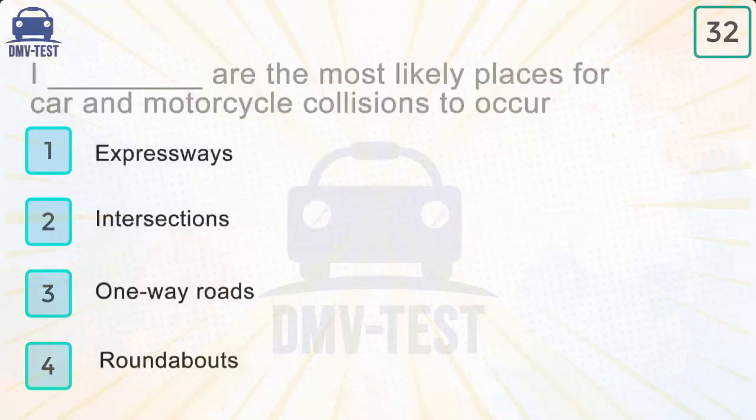What are the most likely places for car and motorcycle collisions to occur: expressways, intersections, one-way roads, roundabouts.